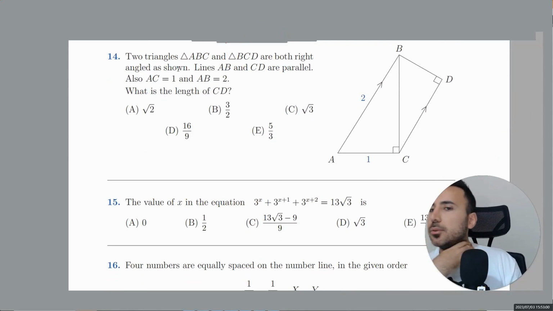Two triangles, ABC and BCD, are both right angle as shown. Lines AB and CD are parallel, as you see. And AC is 1 and 2, we see it, of course. What is the length of CD?